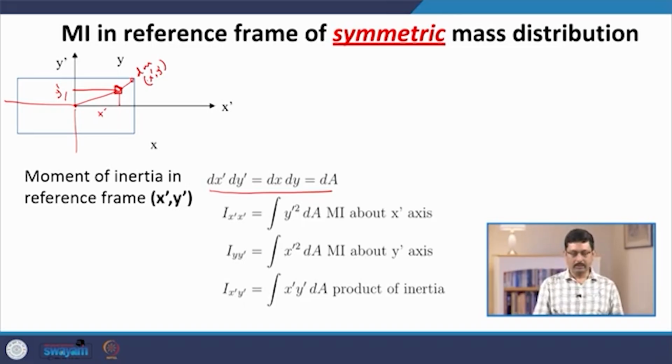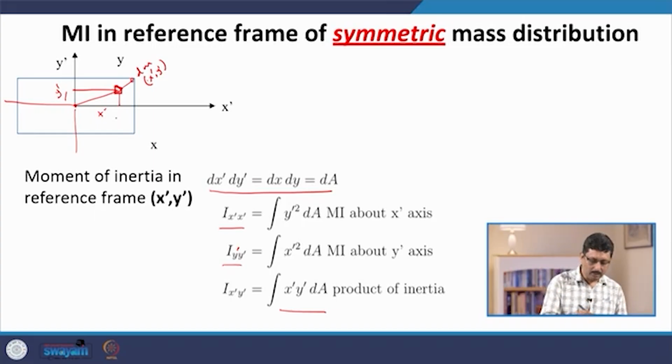Now, we apply the same definition. If I take this x axis, then the moment of inertia about this axis will be given by I x prime, and the moment of inertia about this y axis will be given by I y prime, and the product of inertia will be given by this quantity, x prime y prime dm. And since we see clearly that the mass distribution is symmetric about this axis, we expect that the product of inertia should be 0.